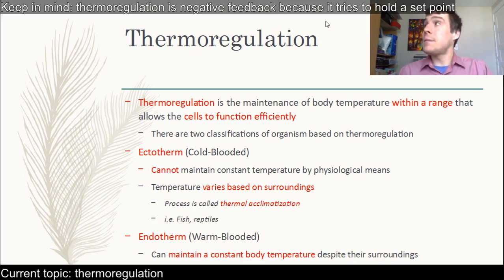This is negative feedback because it's trying to hold a set point. We are warm-blooded, we're endotherms, we keep a constant body temperature. There are cold-blooded animals out there, like fish and reptiles, that can't maintain a constant temperature. Their thermoregulation is mostly by going out and finding shade or sun to go to. They hide during the day and they come out at night and things like that. But for us, we can do other things to maintain our body temperature at that set point.